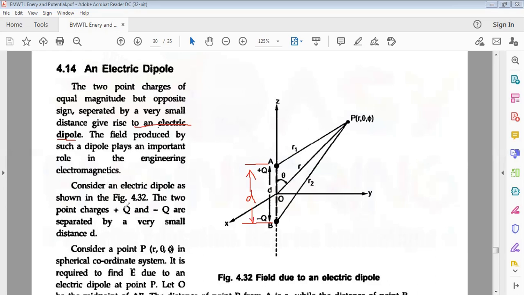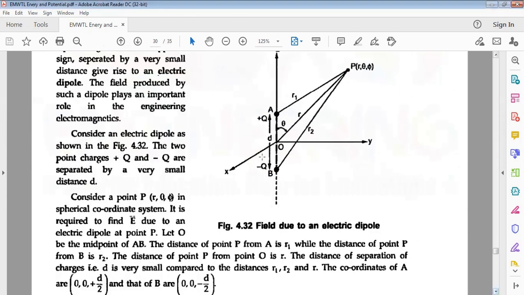The two point charges plus Q and minus Q are separated by a very small distance d. Consider a point P in the spherical coordinate system, with coordinates r, theta, and phi. It is required to find the E bar, the electric field intensity or electric field strength, due to the electric dipole at point P.